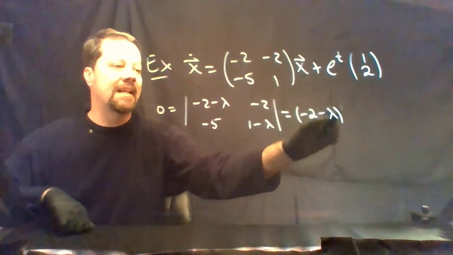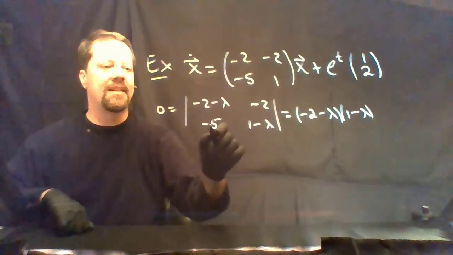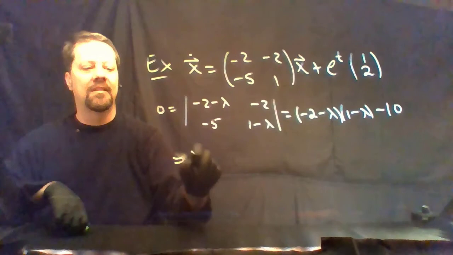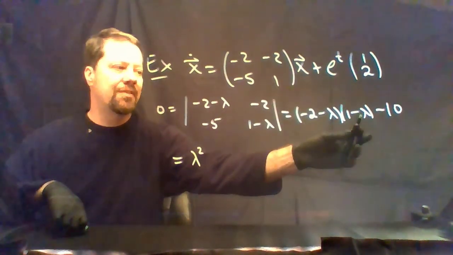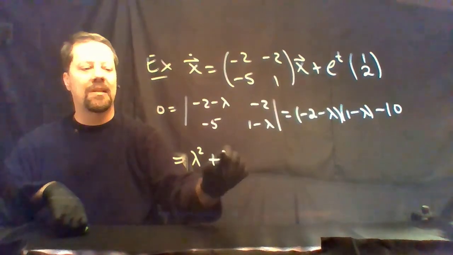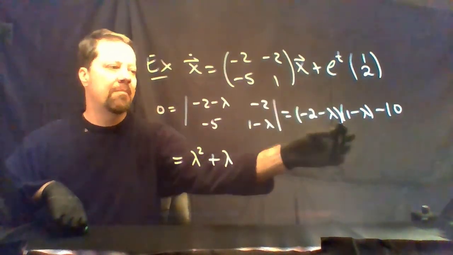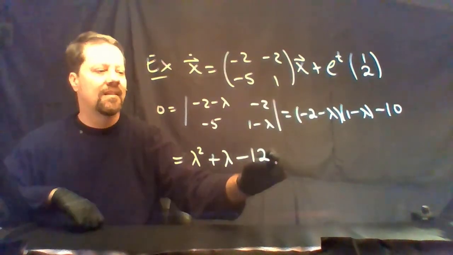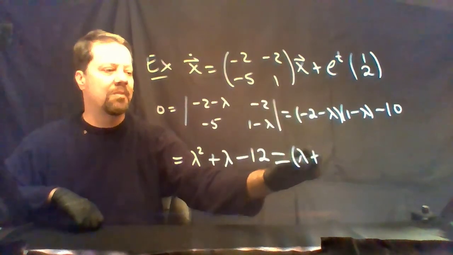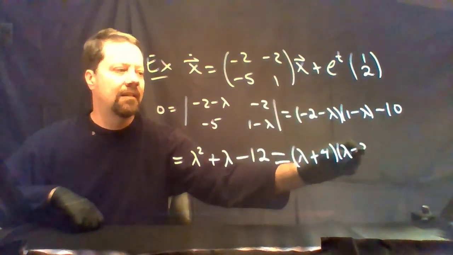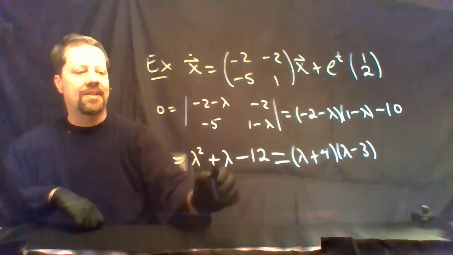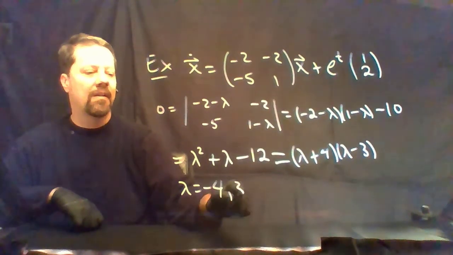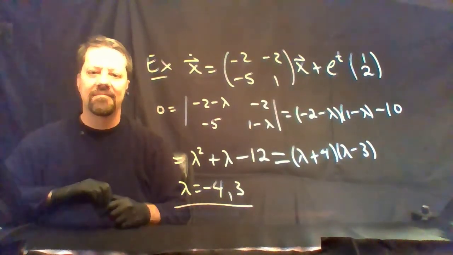we have negative 2 minus lambda, 1 minus lambda, and then minus 10. We'll have a positive lambda squared, a positive 2 lambda minus lambda is plus 1 lambda. And then minus 2 minus 10 is minus 12. This factors as lambda plus 4, lambda minus 3. We have opposite signs and the larger one wins. This gives us eigenvalues of negative 4 and positive 3.